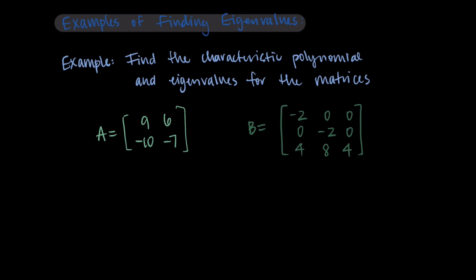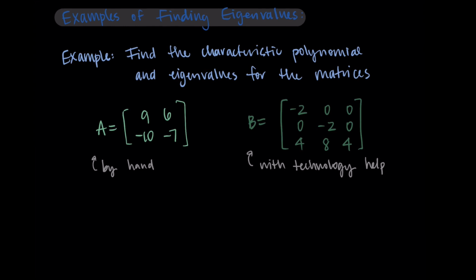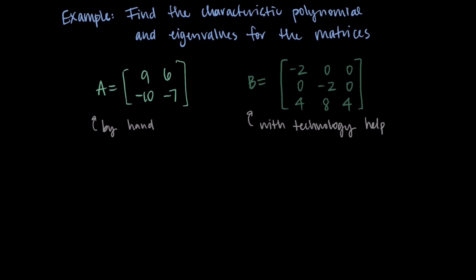So this is like two separate problems we're going to do. We'll find the characteristic polynomial and eigenvalues for each of these matrices. I'll do the calculations for matrix A by hand, and we'll use some technology to help us out with the matrix B, although we'll actually do most of it by hand for that one too.